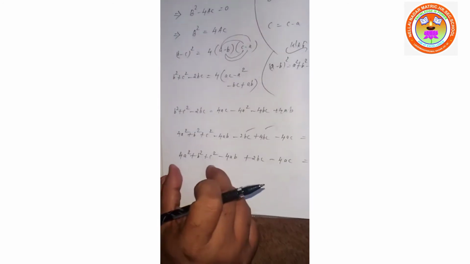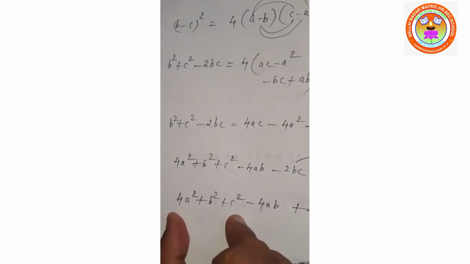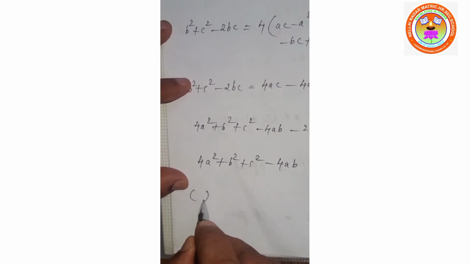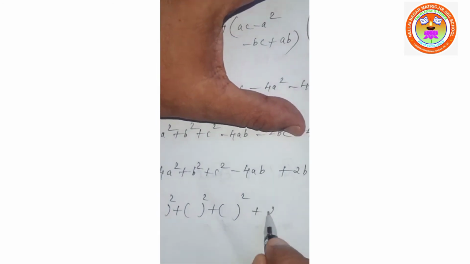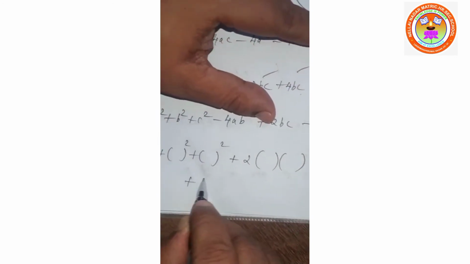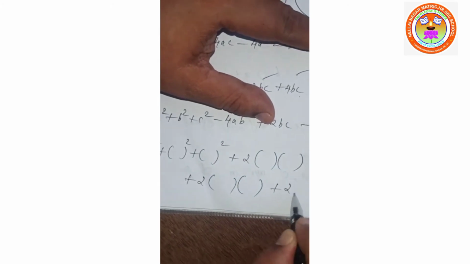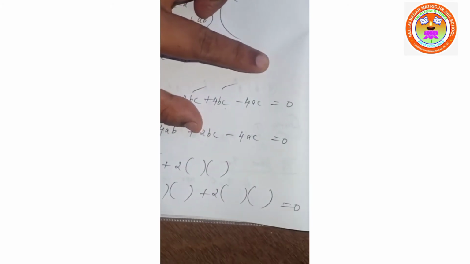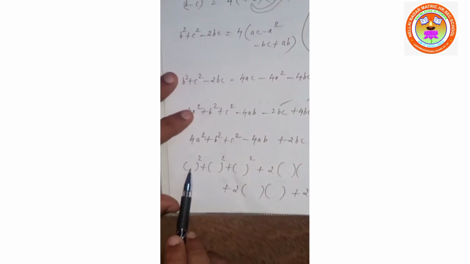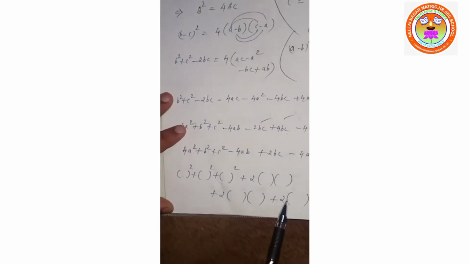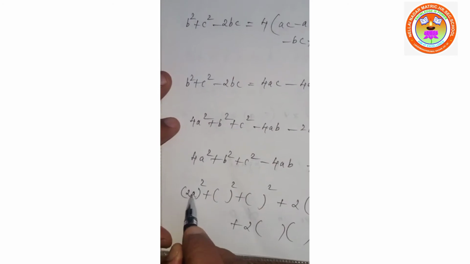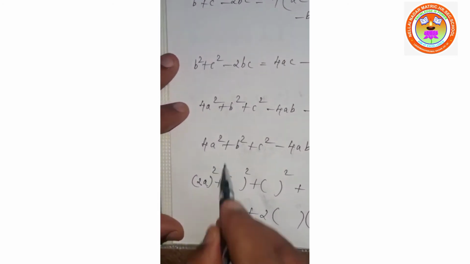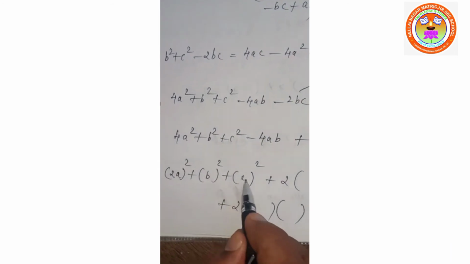How many terms do we have? 1 2 3 4 5 6. Out of 6 terms, the first 3 terms are perfect squares. It can be written as bracket square, again bracket square, again bracket square, then plus 2 bracket bracket, plus 2 bracket bracket, plus 2 bracket bracket equals 0. So that means this is of the form a square plus b square plus c square plus 2ab, 2bc, 2ca. Now 4a squared is there, so can we write 2a the whole square? 2 squared is 4, a squared is here. B squared you can write b squared. C squared you can write c squared.